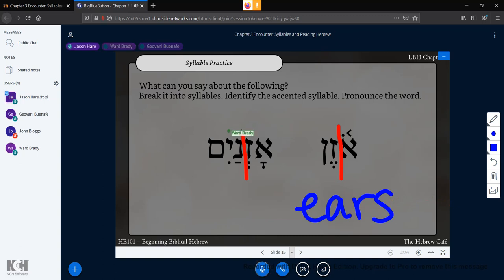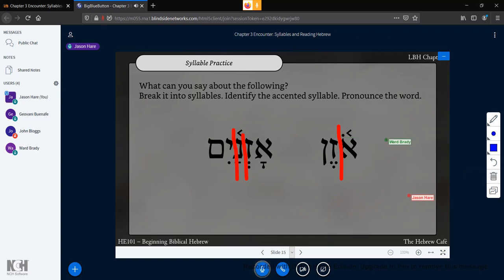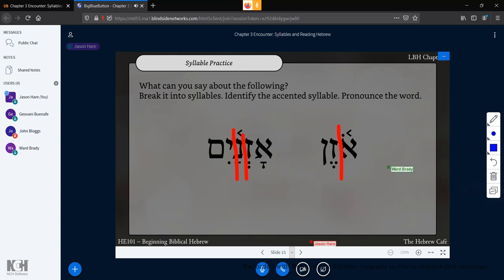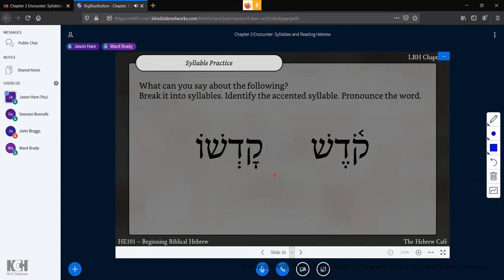A lot of these cases, you're going to learn how to pronounce a word once you get to know the word. Once you know that ozen means ear, when you see oznaim, you're going to know that that's an O. Okay? Great job. Giovanni, next please. This is similar to ozen oznaim. This is the similar idea.